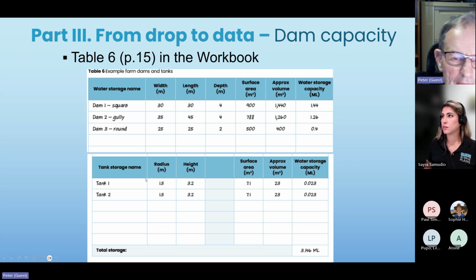And I've also added a couple of small tanks in there, just simply to illustrate the tanks usually don't hold that much water, generally nowhere near as much as the dams, unless you've got a lot of very big tanks. And if we total those together, we have a maximum volume of 3.146 megalitres of water. That's with the dams full and the tanks full to hopefully last us through a dry season.